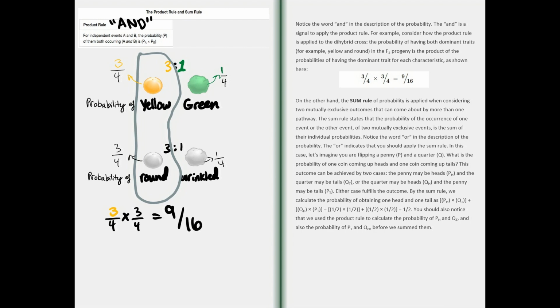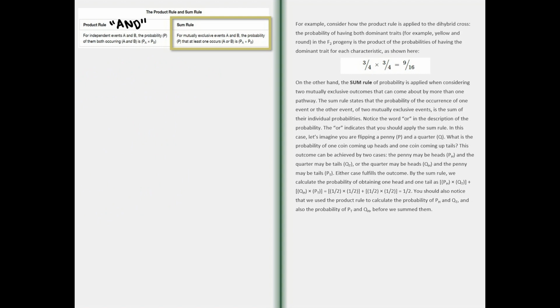On the other hand, the sum rule of probability is applied when considering 2 mutually exclusive outcomes that can come about by more than one pathway. The sum rule states that the probability of the occurrence of one event or the other event of two mutually exclusive events is the sum of their individual probabilities. Notice the word "or" in this description of the probability. The "or" indicates that you should apply the sum rule.